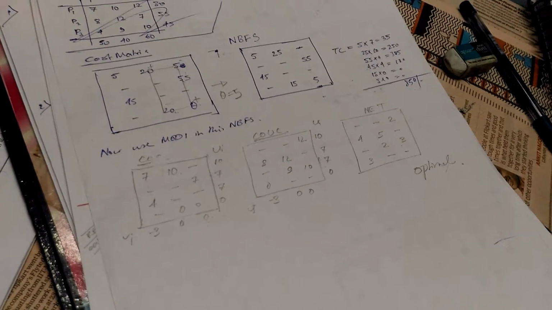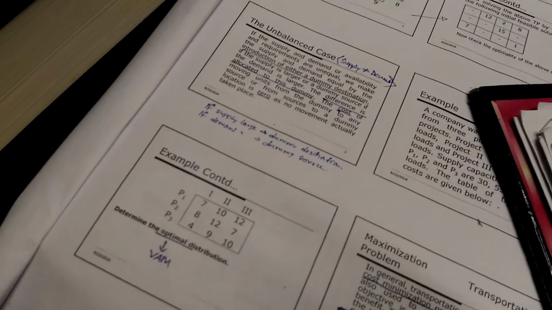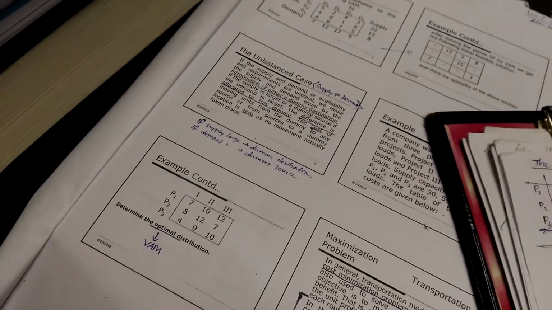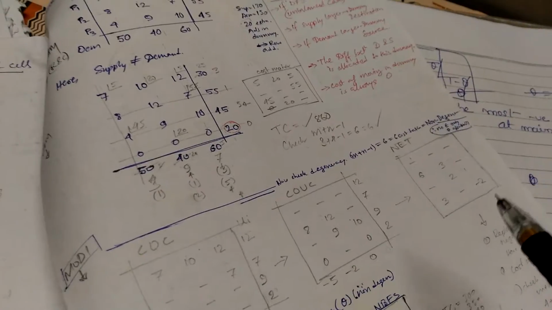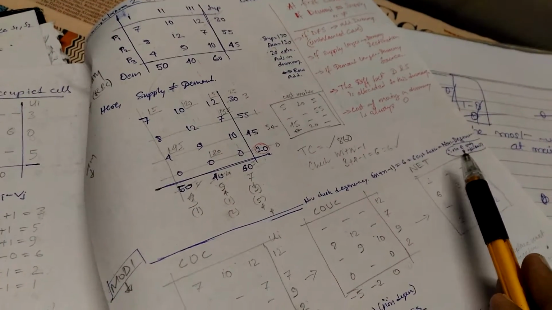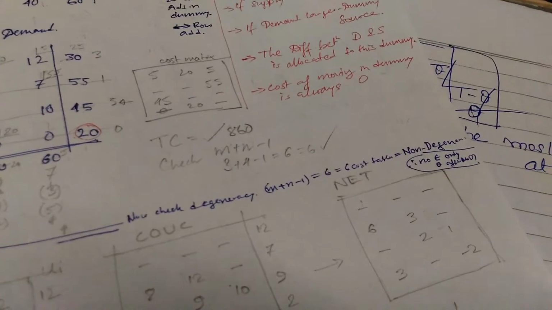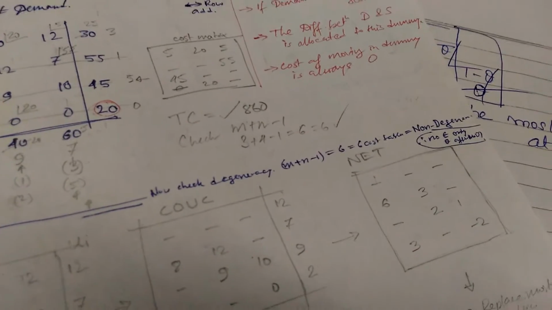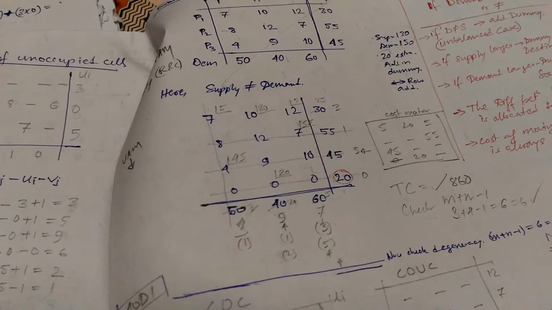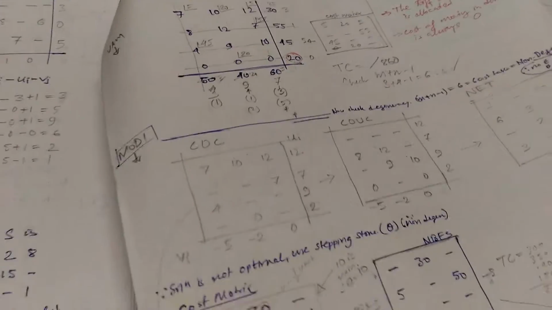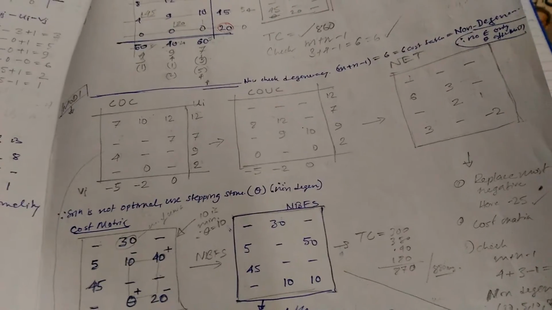So this is the case of an unbalanced problem where we need to find the optimal distribution. It is the case of unbalanced as well as non-degenerate, where m plus n minus 1 equals 6, equal to the number of the cost cells. In the non-degenerate case, you use only theta, not epsilon. First find the total cost using VAM. Use the dummy if supply is not equal to demand. Then use the MODI method to find the optimal solution.